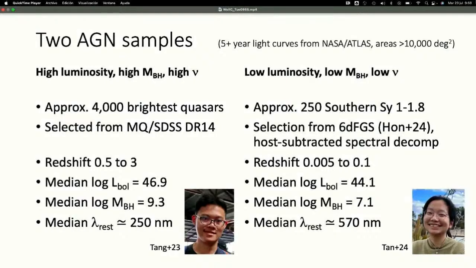The other sample is of low luminosity, low black hole masses, typically 1,000 times less luminous, 100 times lighter black hole masses, and with rest frame wavelengths in the optical. These samples are taken from very large sky areas, more than a quarter of the sky each sample, so they do encompass relatively rare objects as well.